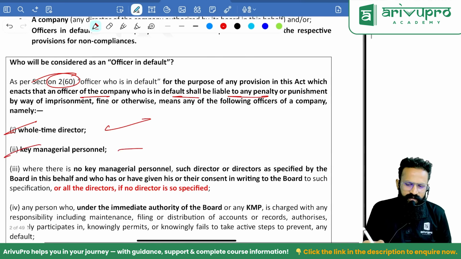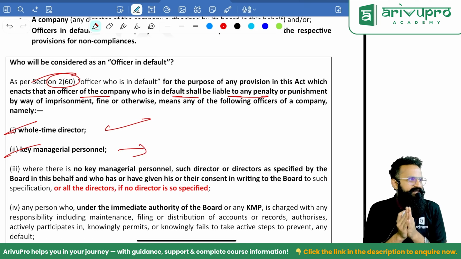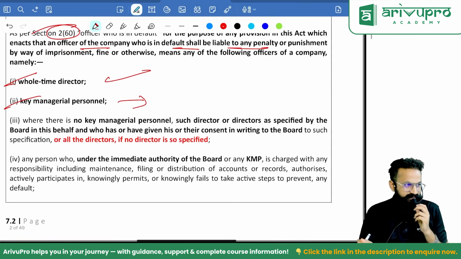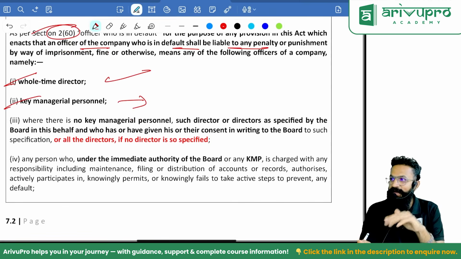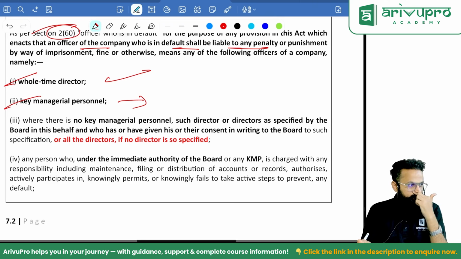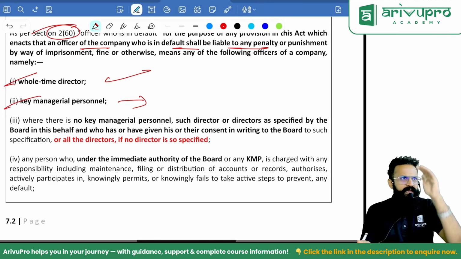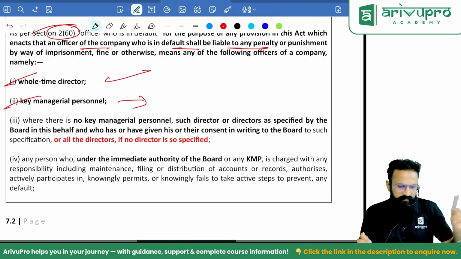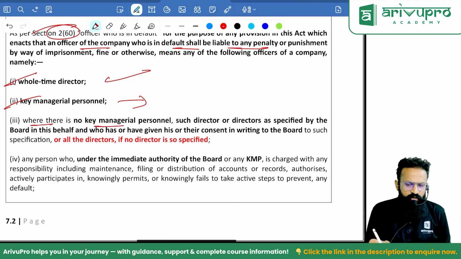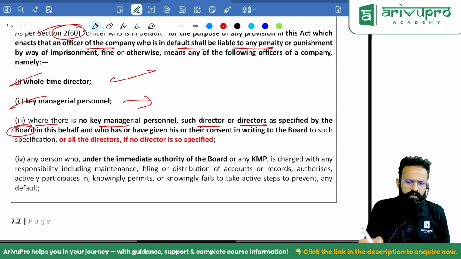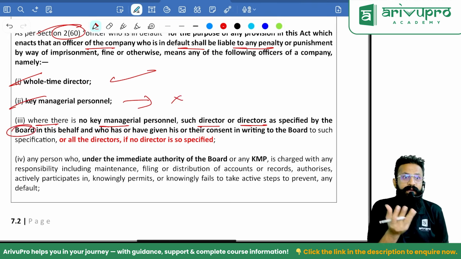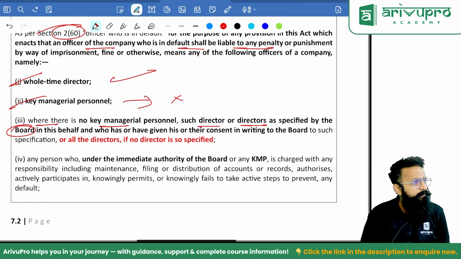Next one, sir, KMP. Done, no? Who is KMP? CS. See, remember, KMP can be anyone. It can be CEO, managing director, manager, whole-time director, CFO, CS, one level below the board. But that doesn't mean everyone is there in the company. That's why the third provision here says, where there is no KMP, such director or directors as specified by the board. Sir, my company is not coming under KMP requirements. When should I appoint KMP? When is KMP required to be appointed?